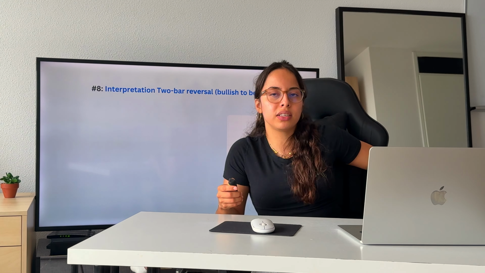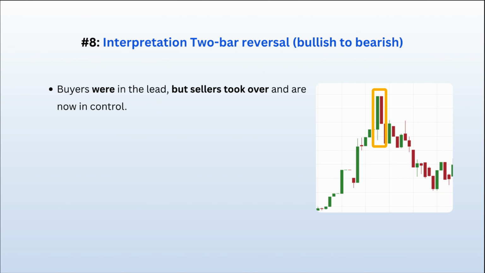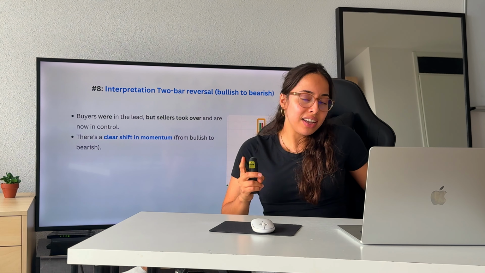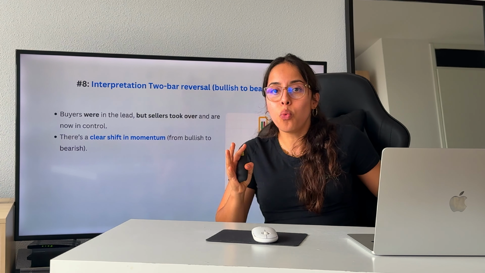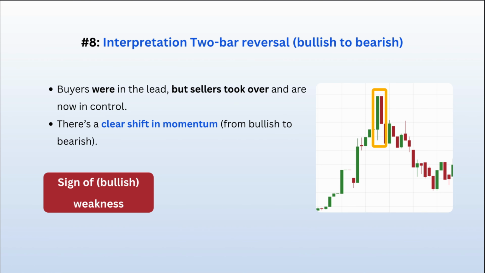So how do we interpret this 2-bar reversal from bullish to bearish? We know that the buyers were in the lead in the first candle, but then the sellers took over and the sellers are now in control. In this case, there is a clear shift in momentum from bullish to bearish. If the final sentiment is bearish, guys, would this be considered a sign of strength or a sign of weakness? The answer is, this is considered a sign of weakness. And what this means for us in terms of what is likely to happen with the price next is the chances are high that the price is going to start going down.